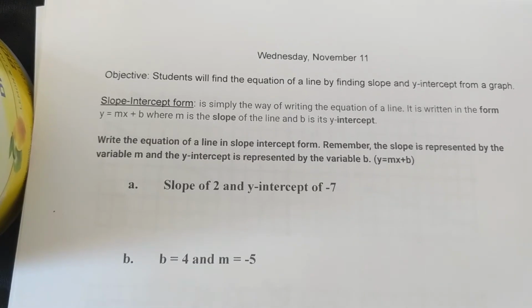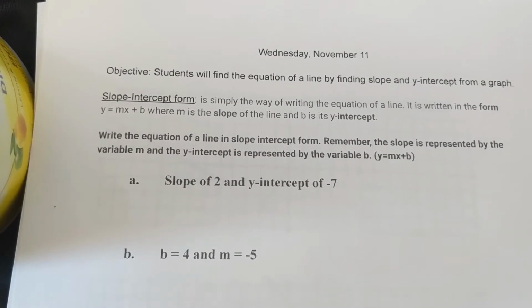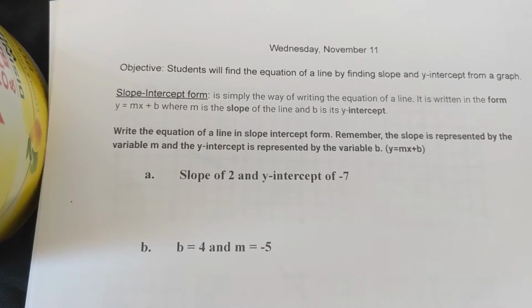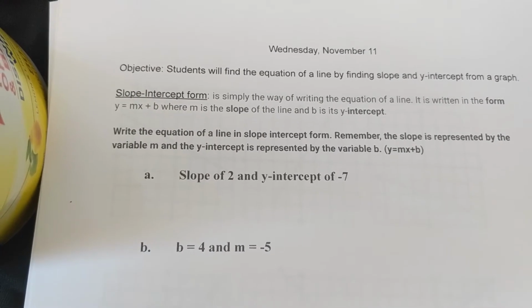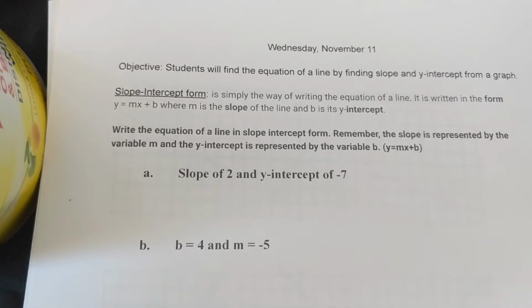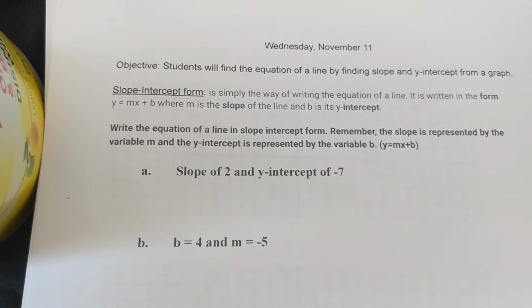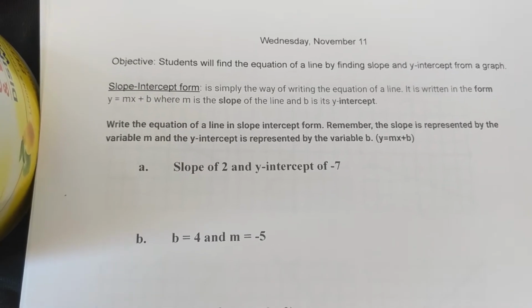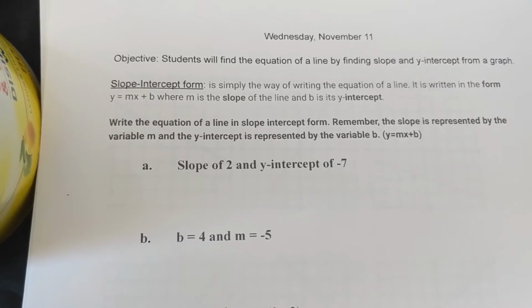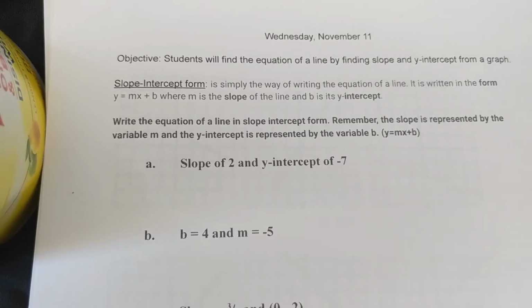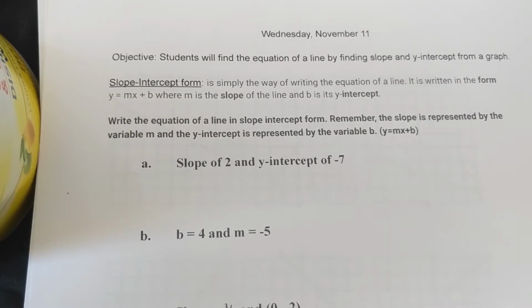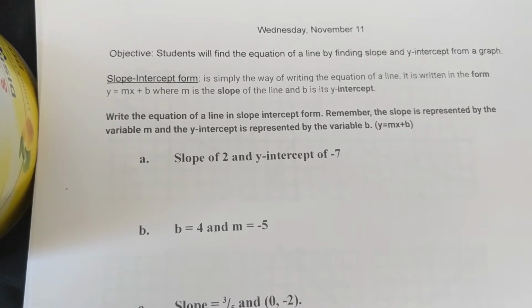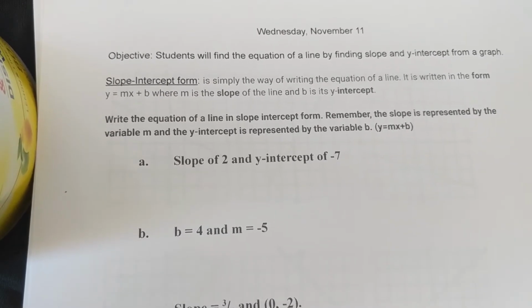All right, if we look at today's work, it says students will find the equation of a line by finding the slope and y-intercept from a graph. And to find that equation, we're talking about slope-intercept form. Slope-intercept form is simply the way of writing the equation of a line, and it's written in the form y equals mx plus b, where m is the slope and b is the y-intercept.